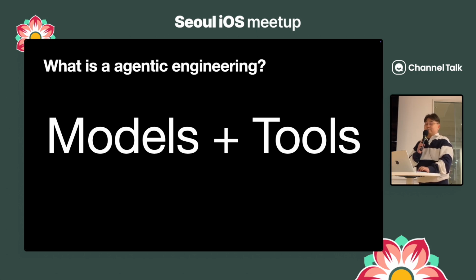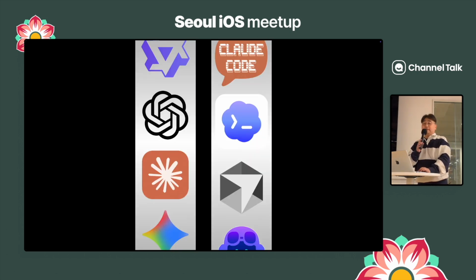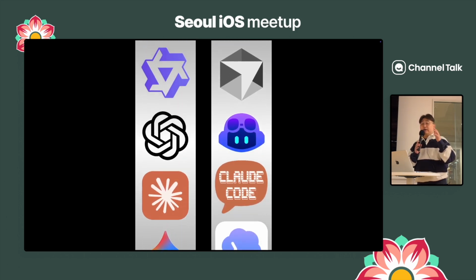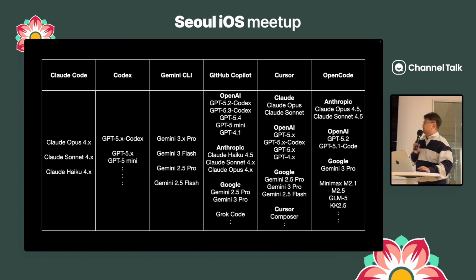As you know, there are many models and there are many tools. Something like this. I want GPT with Copilot. So there are many options like this. Claude Code, Codex, and Gemini CLI have their own models, but GitHub Copilot, Cursor, and OpenCode can choose many options.